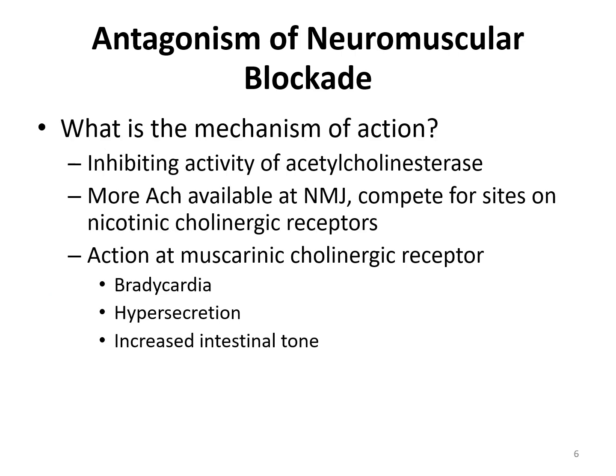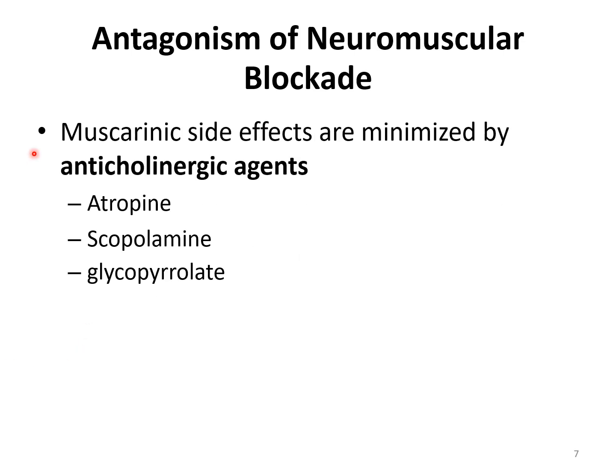The mechanism of action of the antagonism of neuromuscular blockade involves inhibiting the activity of acetylcholinesterase. Therefore, more acetylcholine is available at the neuromuscular junction, which then competes for sites on nicotinic cholinergic receptors. And the action at muscarinic cholinergic receptors causes bradycardia, hypersecretion, and increased intestinal tone. The muscarinic side effects are minimized by anticholinergic agents such as atropine, scopolamine, and glycopyrrolate.